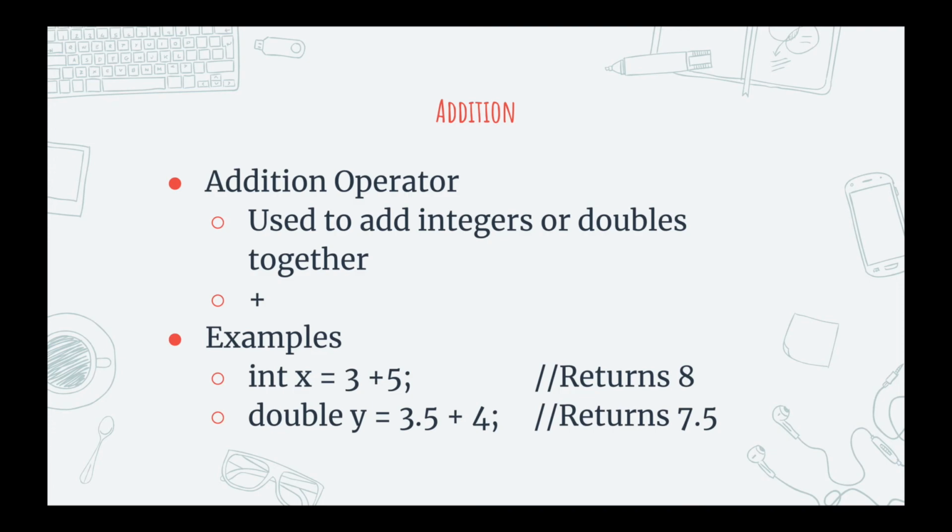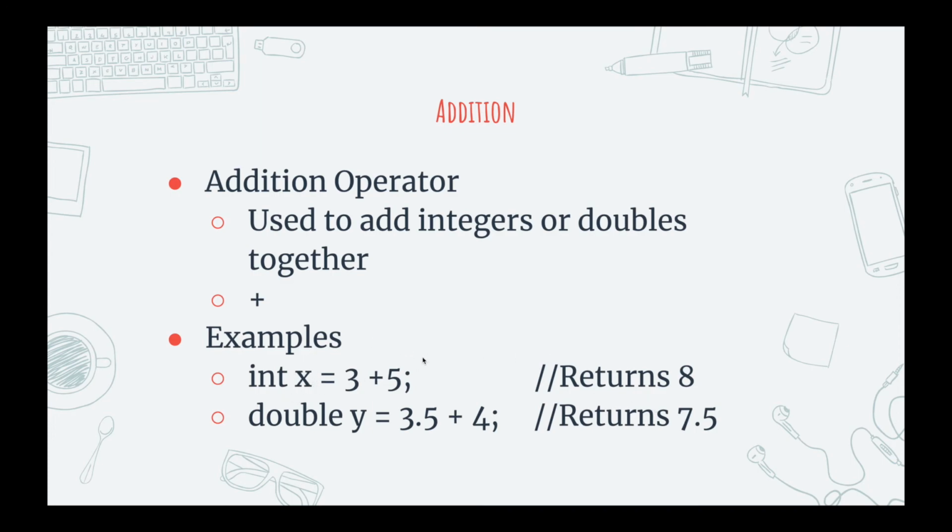The addition operator is used to add integers or doubles together, and we use the plus sign as the addition operator. Our examples include both integer and double examples. So integer x is equal to 3 plus 5. 3 plus 5 is equal to 8, so 8 gets stored into the integer x.